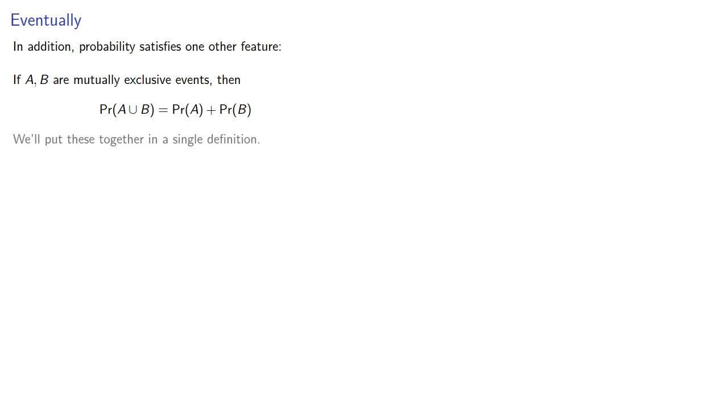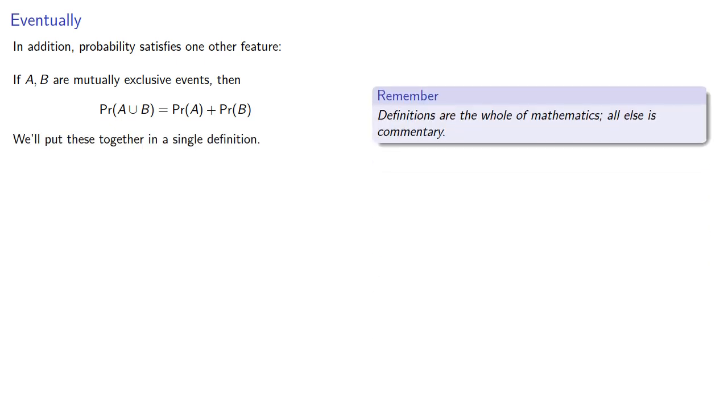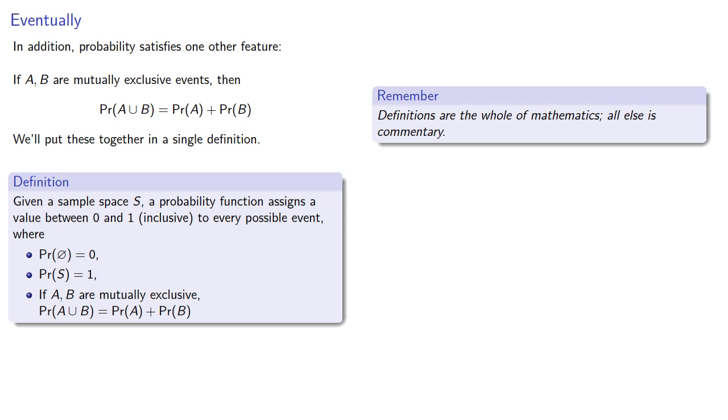And so we'll put all of these together into a single definition. Remember, definitions are the whole of mathematics. All else is commentary. And so we'll define the following. Given a sample space S, a probability function assigns a value between 0 and 1 inclusive, could be 0, could be 1, to every possible event where the probability of the empty set is 0, the probability of the sample space is 1, and if we have two mutually exclusive events, the probability of their union is the sum of their probabilities.